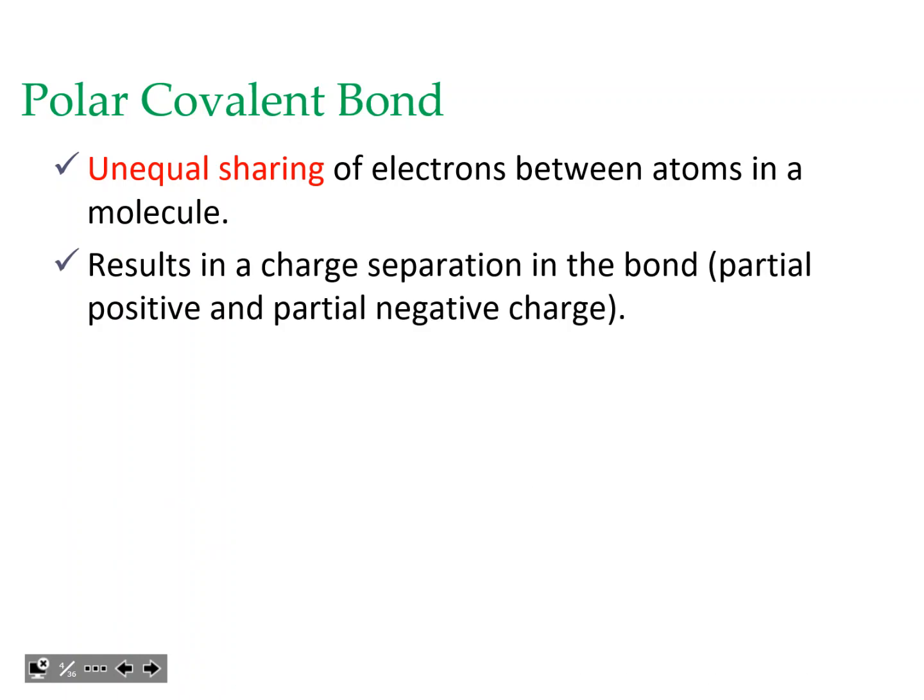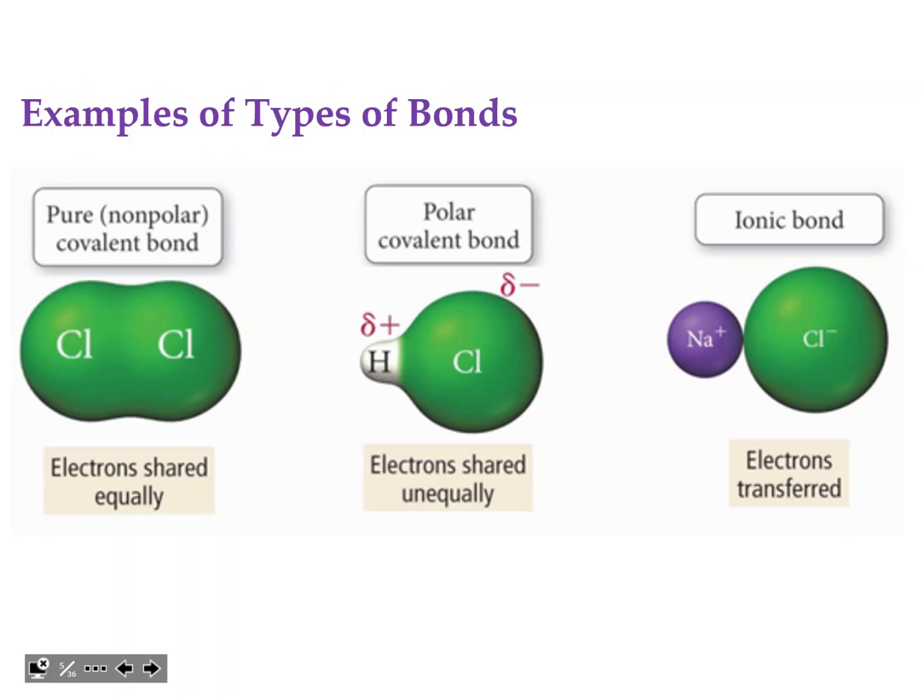Okay, this results in a charge separation in the bond. So you have a partial positive and a partial negative, just like the water we talked about being polar. The oxygen, more electronegative, pulls the electrons closer to it. And the oxygen side of the water would be partially negative. The hydrogen side would be partially positive.